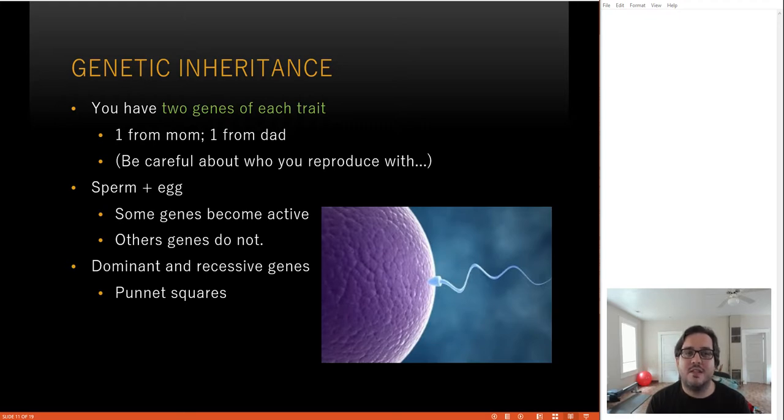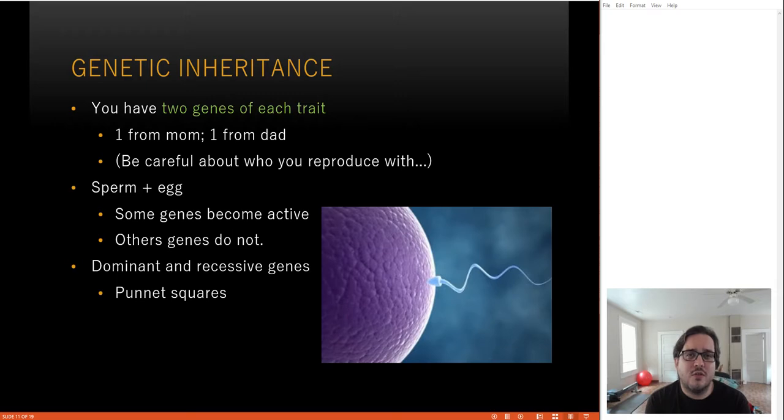So what this means is we actually have two genes for each trait. We have a gene from mom and we have a gene from dad. Here's my public service announcement. This means that if you're planning on reproducing, and I may not have to tell you this, be very careful about who you reproduce with. The child that you create will have 50% of the traits of the person with whom you have sex. That could be a good thing. It can also be a bad thing. So be careful.